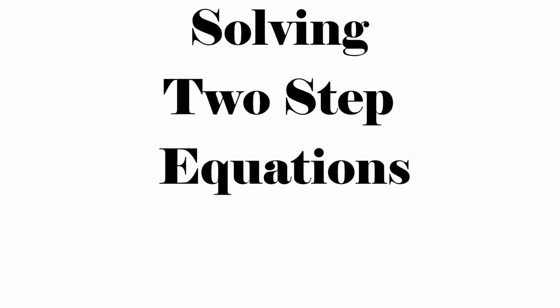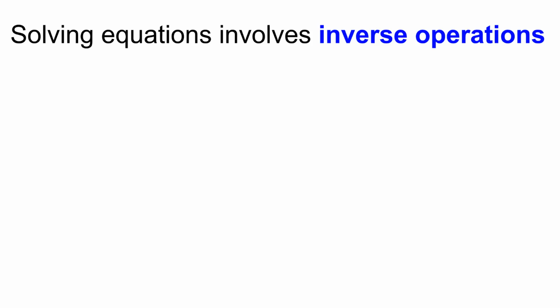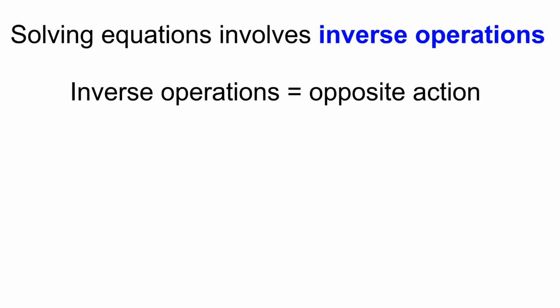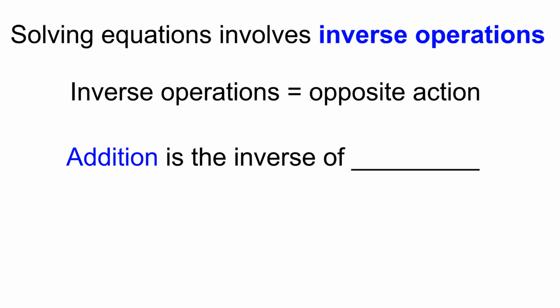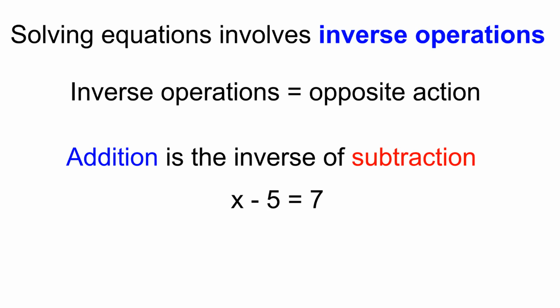In this lesson, we're going to talk about solving two-step equations. Solving equations involves inverse operations. As you previously learned, inverse operations is a fancy term for applying the opposite action. Addition is the inverse of what operation? Subtraction. So if we take a look at this problem, x minus 5 equals 7.